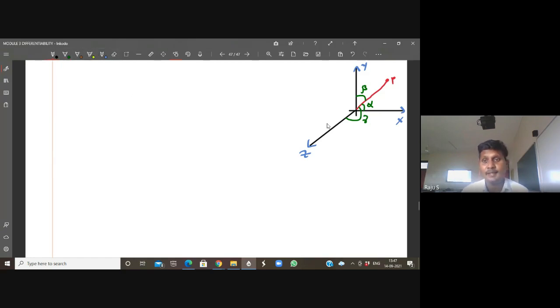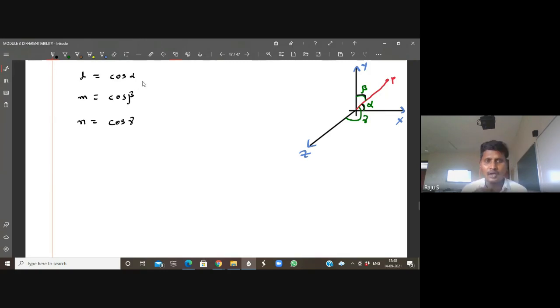Then for the angles, first you have to find the L value, M value, N value. L is nothing but cos alpha, M is the direction cosine cos beta. The cosine values of the directed angles alpha, beta, gamma are called direction cosines. Is that clear? Cos alpha, cos beta, cos gamma are called direction cosines.